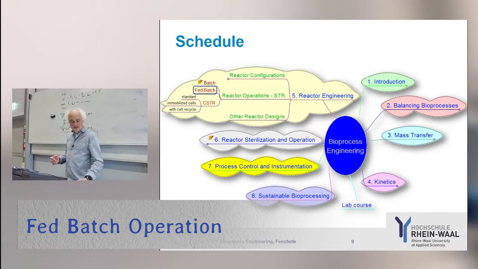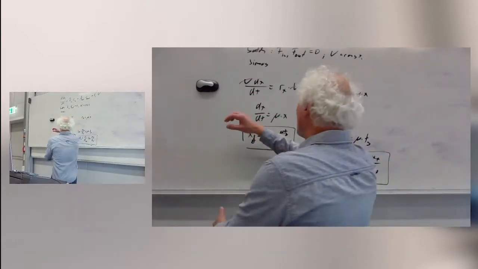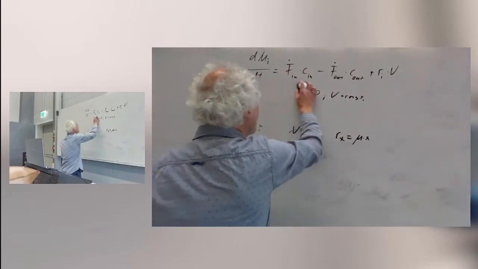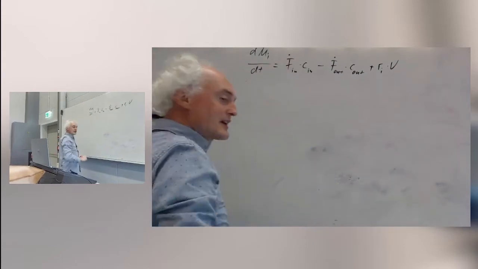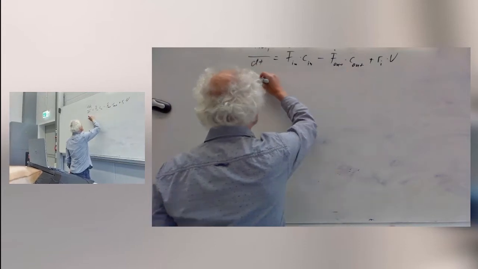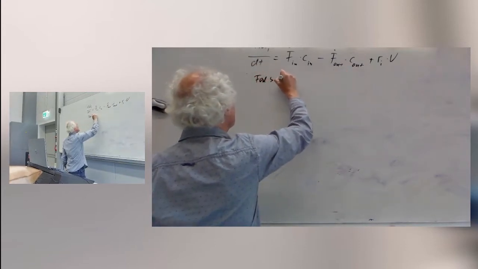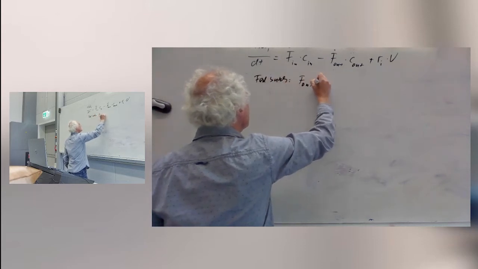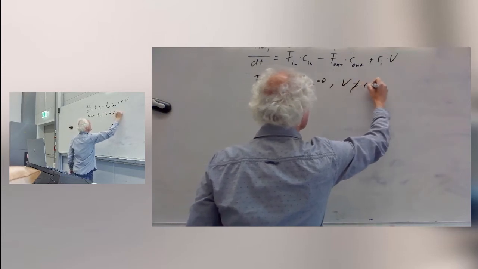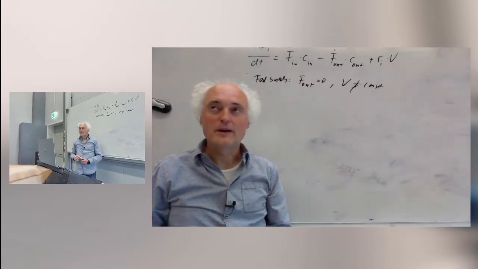Now, if we go to this, I would say we kick away everything here. And now we don't look for the biomass. Let's have a look at the substrate. So, of course, the same equation here is true. Our F out in this case, for fed batch, is, of course, 0. And the volume is not constant. That's very important. So I cannot assume now that I have a constant volume anymore.